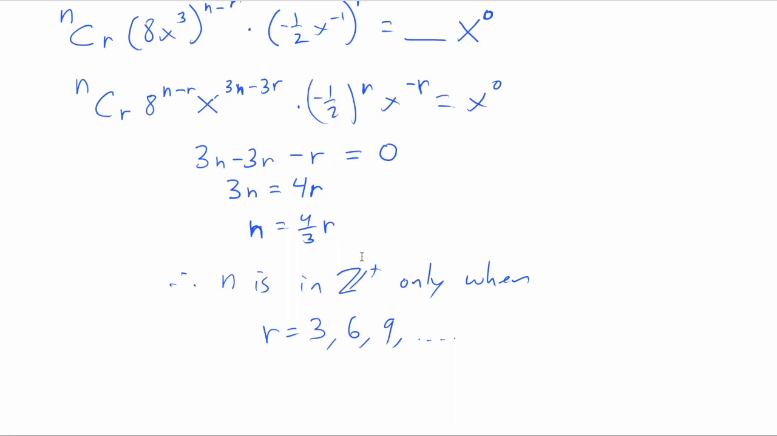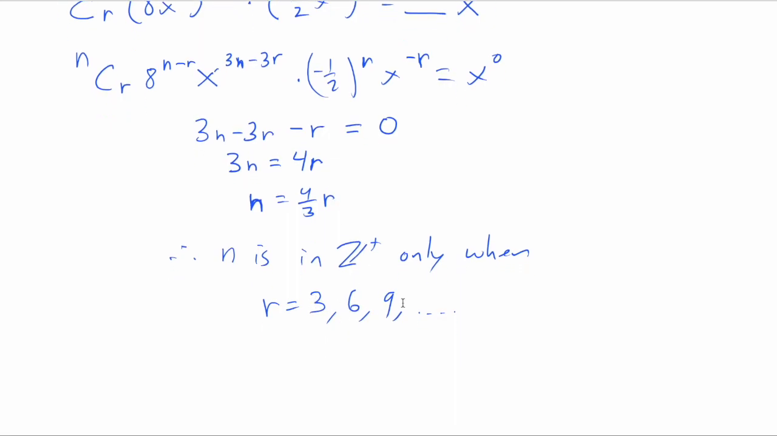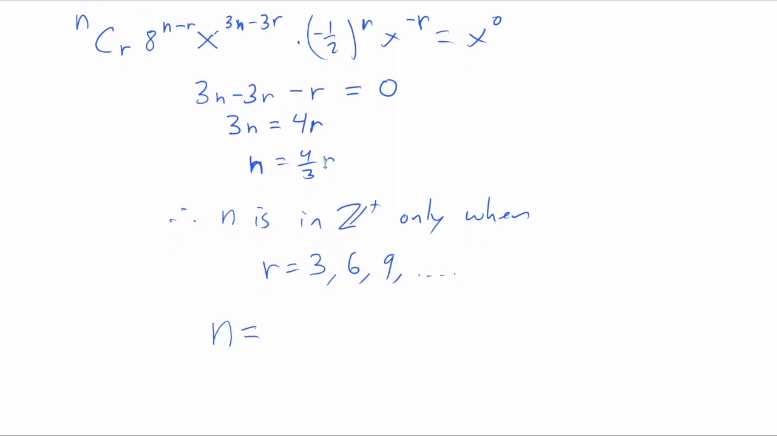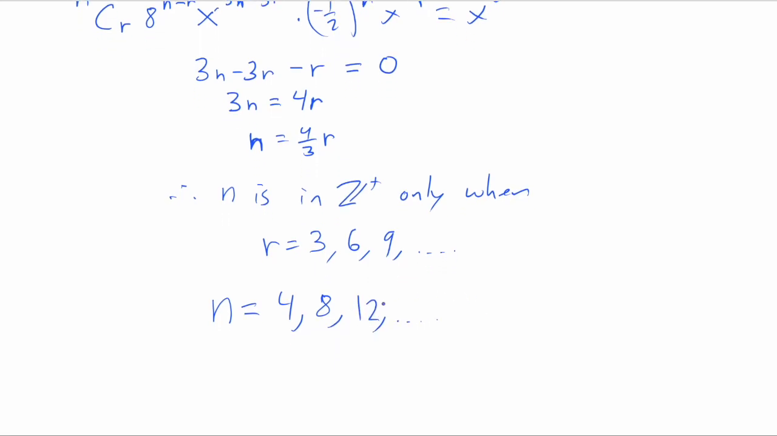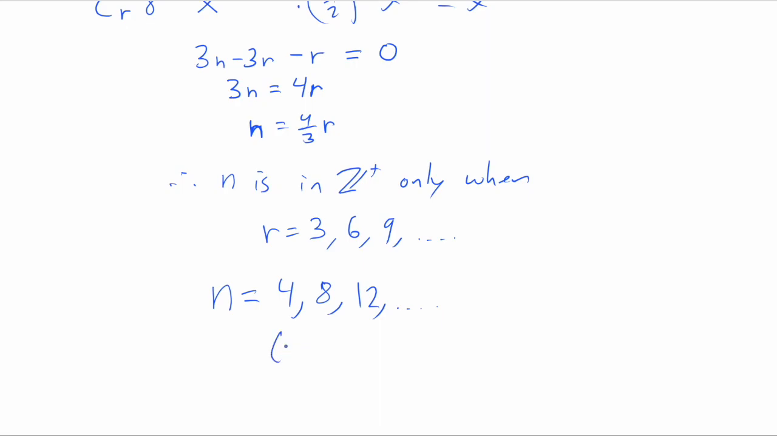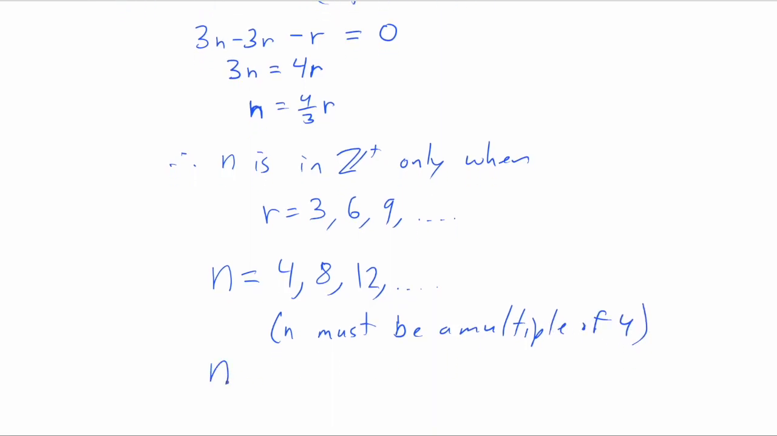Okay, and then when we have r equals 3, 6, or 9, n has to be equal to, well, if that's 3, you get a 4, and if that's a 6, you get an 8, okay? So you get basically multiples of 4. n must be a multiple of 4. According to the mark scheme, this is all you need to write to get the full points. Okay, multiple of 4. If you want to write that algebraically, you can write n equals 4k.